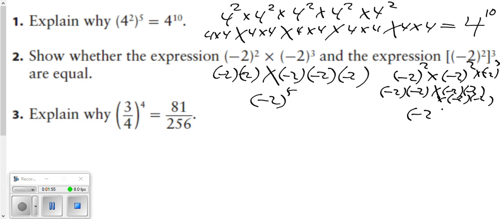Negative 2, in brackets, with the exponent of 6. So is it correct? Is it the same? No, they are not equal. They do not equal each other, so we have to test for our questions.